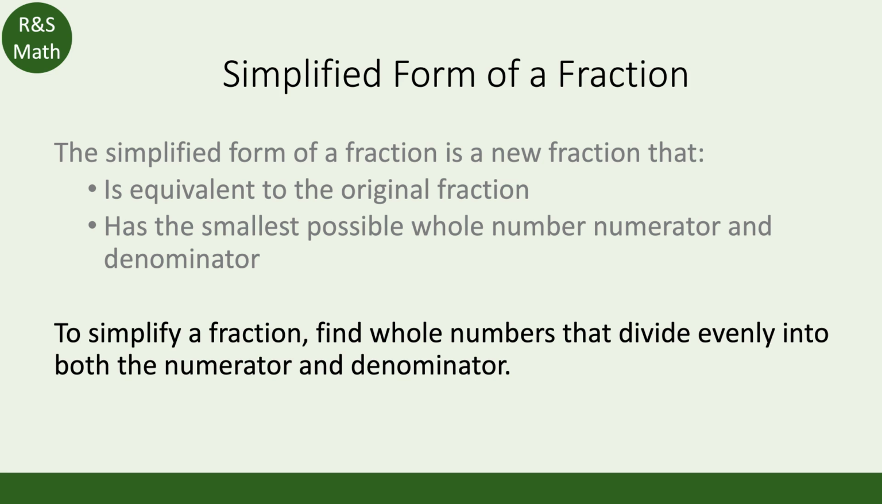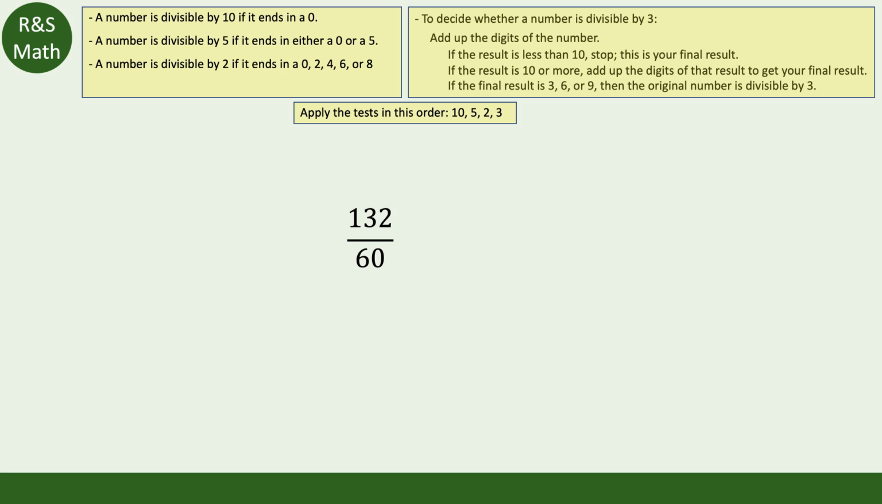To simplify a fraction, find whole numbers that divide evenly into both the numerator and denominator. If you need to review the divisibility tests, click on the link above for a video. Consider the fraction 132/60ths. First check 10. 132 does not end in a 0, so it is not divisible by 10. We don't need to check 60, since we need a number that divides evenly into both 132 and 60.